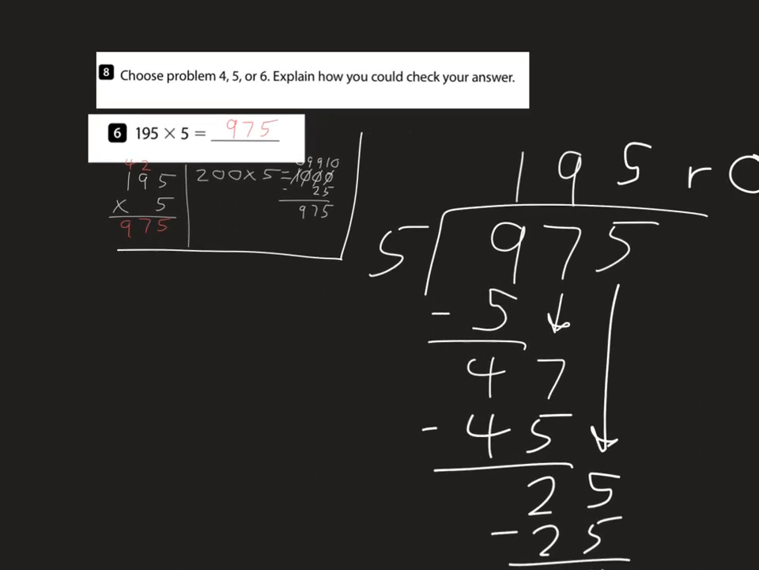And we can see that 195 equals 195. So whenever you're checking your work, guys, for multiplication, always use division. And vice versa. If you want to check your work for division, you can use multiplication.